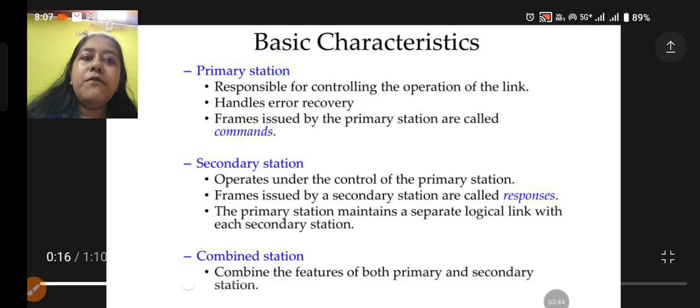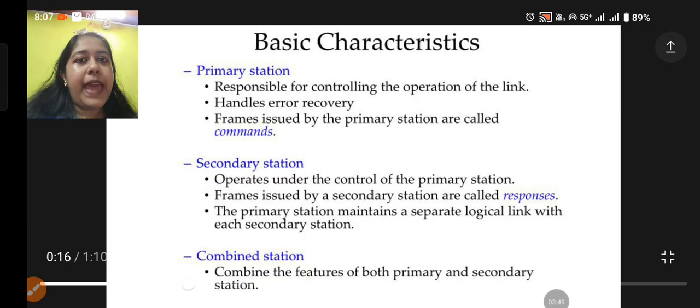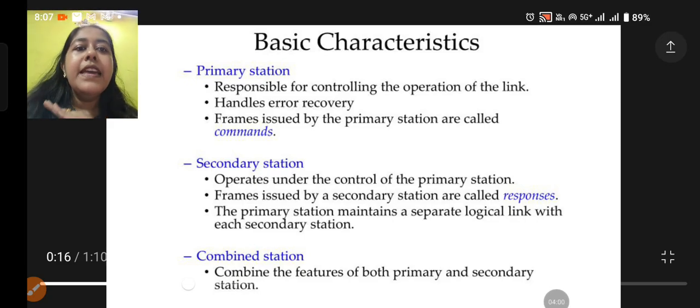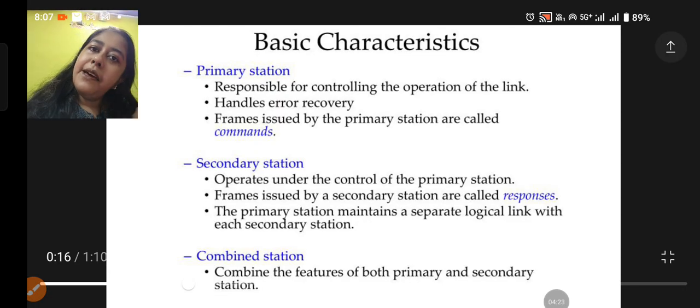Frames issued by the primary station are called commands. Whenever frames are issued from the primary station, they are known as commands. Next is the secondary station, which is receiving. It operates under the control of the primary station. Obviously it is controlled totally by the primary station. Whatever operations are going on in the secondary station are controlled by the primary station.